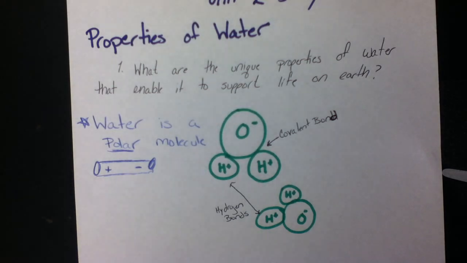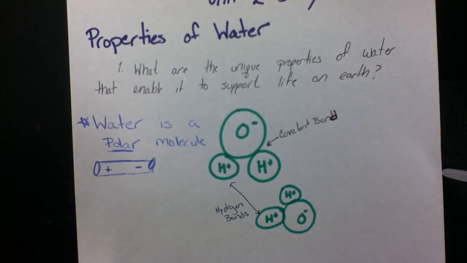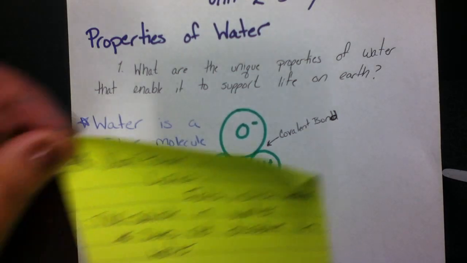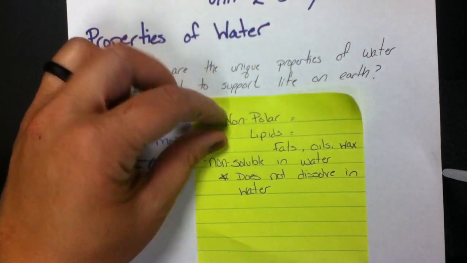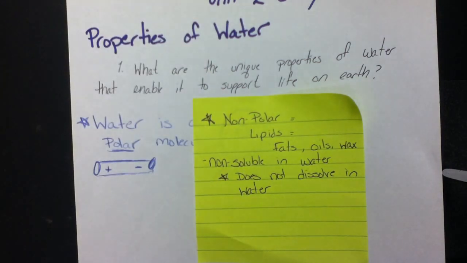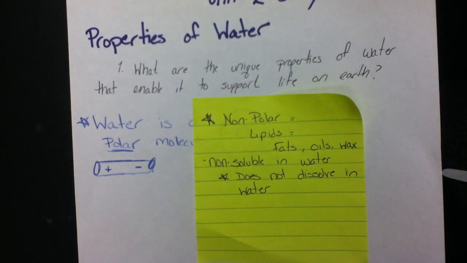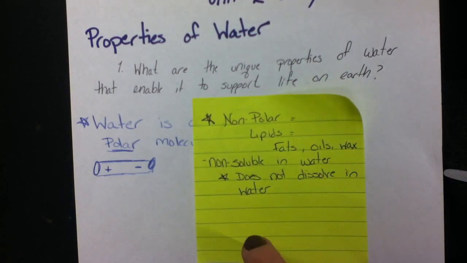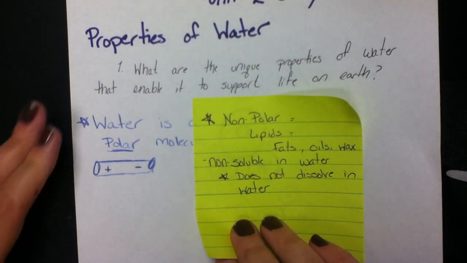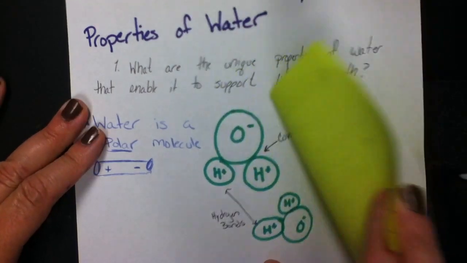The word polar means that it has a positive side and a negative side, kind of like a battery or a magnet. And just to review, non-polar are things like fats, oils, and waxes. They're not soluble in water. In other words, they don't dissolve in water. So that's a little bit about water's unique structure that enables it to support life on Earth.